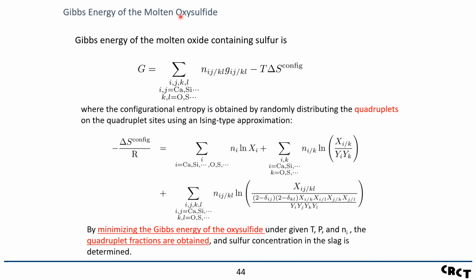The Gibbs energy of the molten oxysulfide then is given by the configurational entropy, which is an extension of the Ising model now for distributing quadruplets over quadruplet sites randomly. And the Gibbs energy then is the configurational energy plus the terms here, which are obtained from the pure components and the binary systems, as I said before: the pure components, calcium oxide, calcium sulfide, and so on, and the CaO-SiO2 parameters, which come from the optimization, and the other binary parameters assumed to be 0.